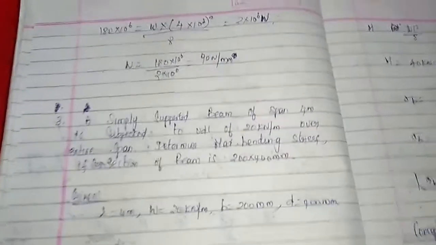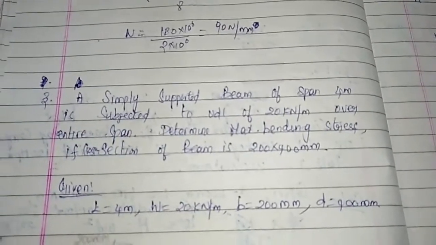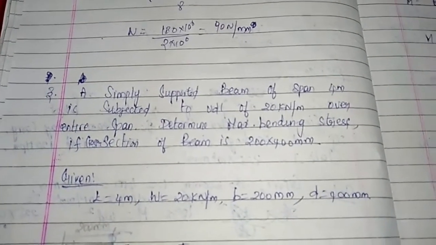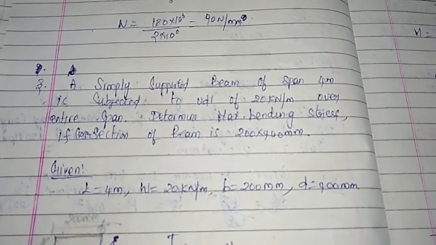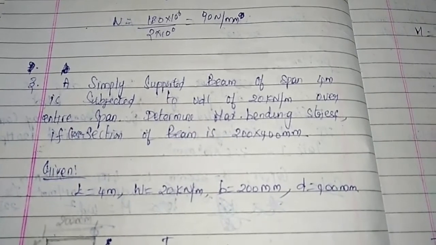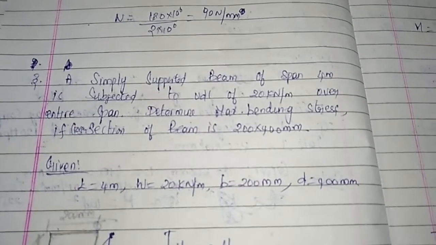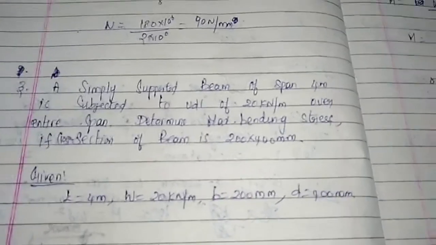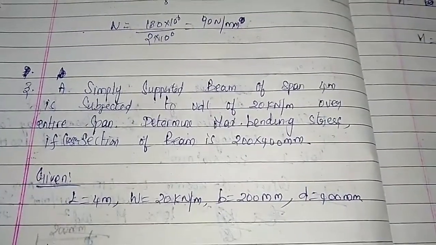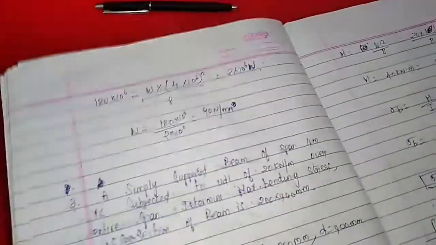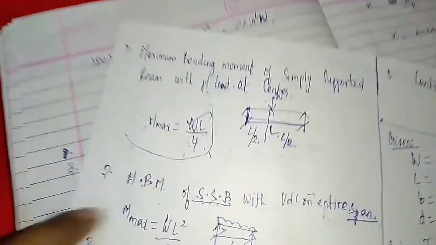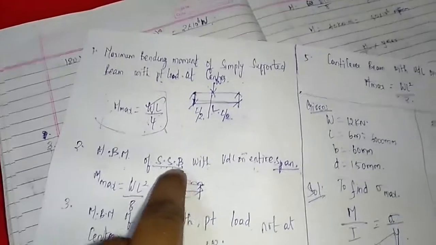The simply supported beam of span 4 meter is subjected to UDL of 20 kilonewton per meter over the entire span. So it is also UDL. That means what is your maximum bending moment formula? You already know, right? The maximum bending moment of a simply supported beam with UDL on the entire span is WL squared by 8. You already know.